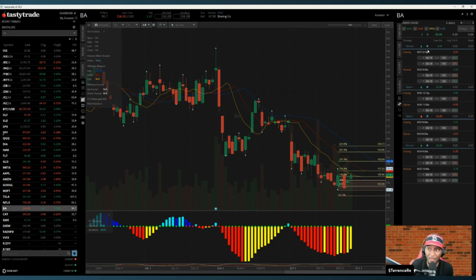Here's the order chain from TastyTrade. As far as I know, no other platform has it like this. You can see I made basically $69 on the week right here. Three out of four were winners. And it was just because I didn't get the move.